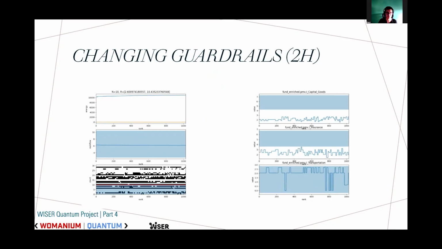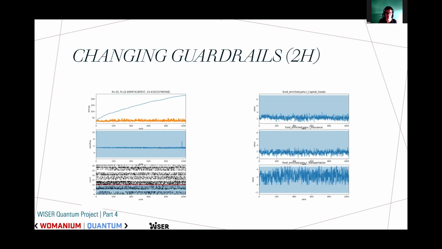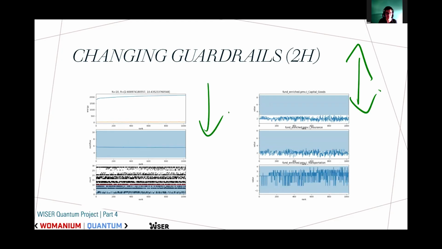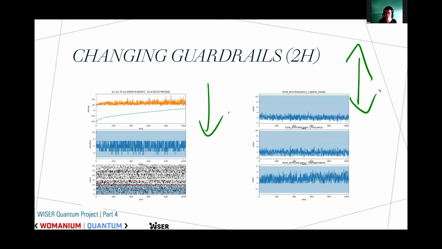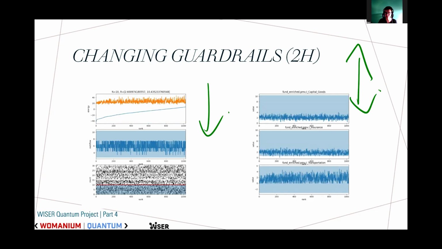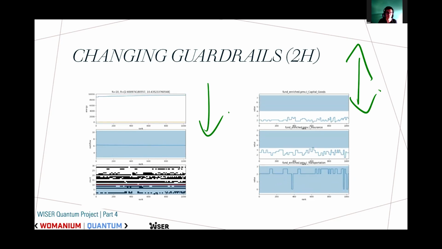Now let's change the guardrails. Notice that as the guardrails expand, the energy goes down. When the guardrails become too narrow, D-Wave fails to find a feasible solution. So this shows our D-Wave solution is working.